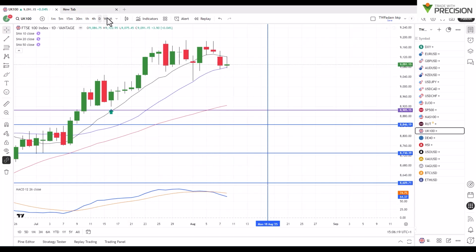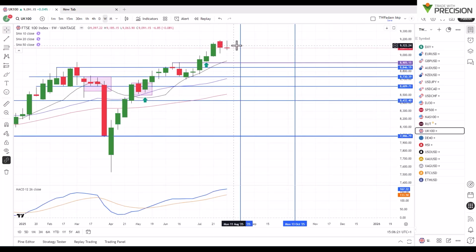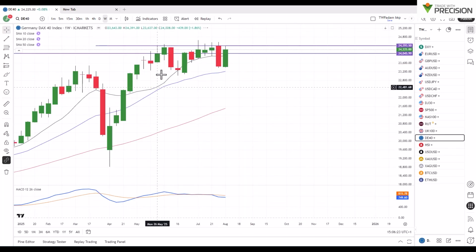I think the key thing here is to watch the high and the low of the weekly candle to see which one we break. If we have a look at the DAX again, bullish finish for the most part, right up at resistance. We'll see how that's going to play out.